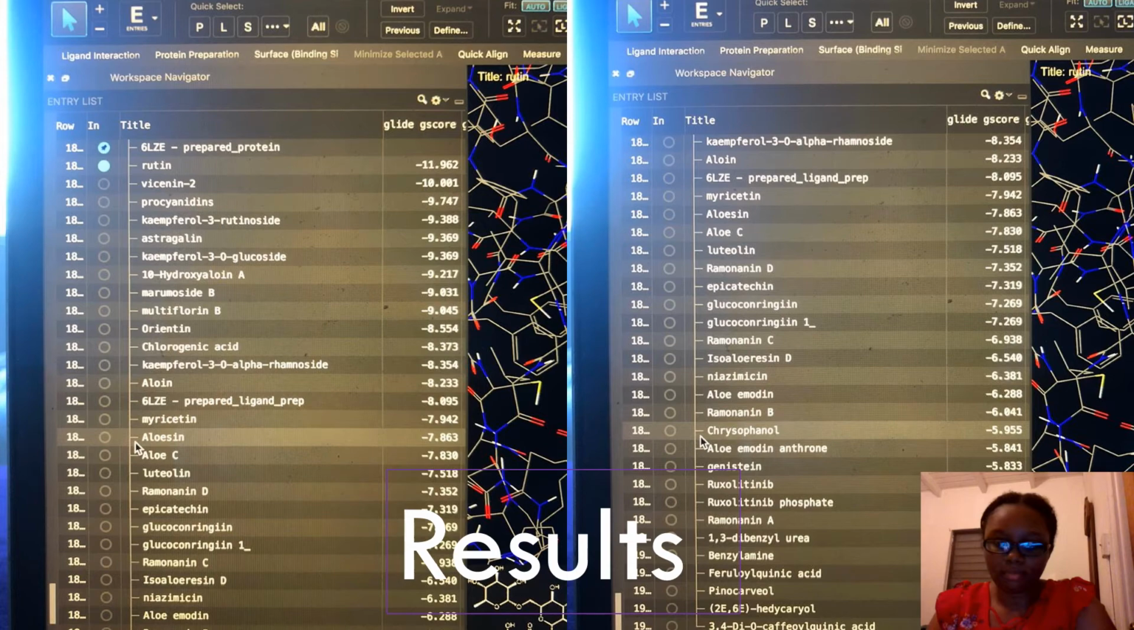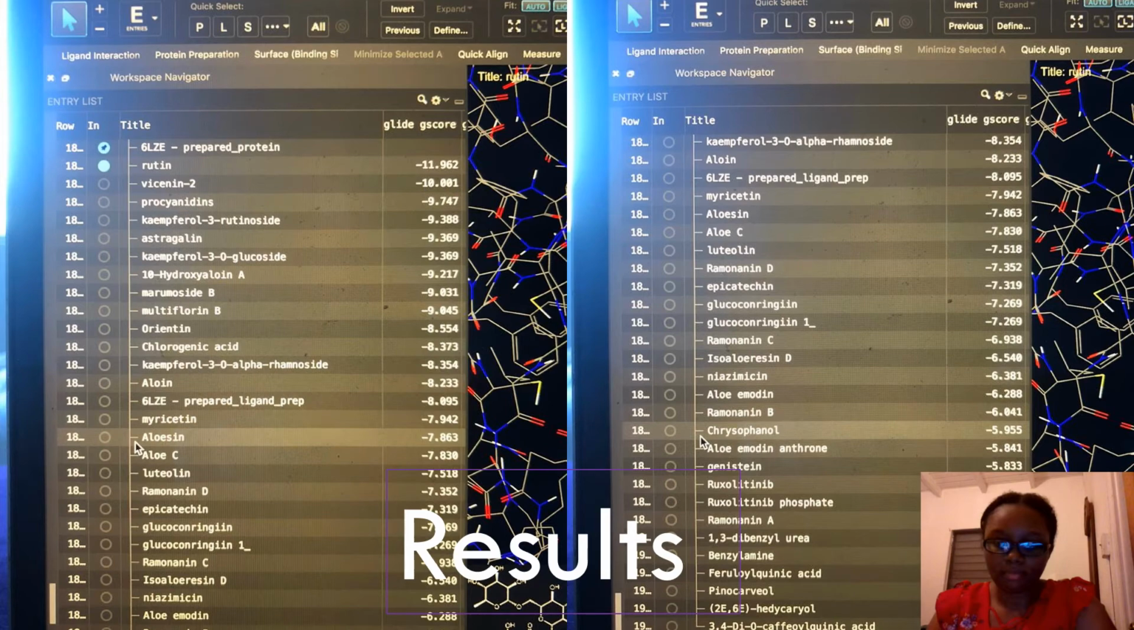these were the results, and as you can see right here on this line is the main protease of the SARS-CoV-2 with a glide score of negative 8.095. Everything above this protein are good compounds, and anything below are not.